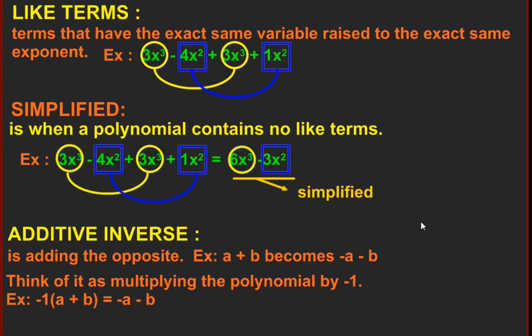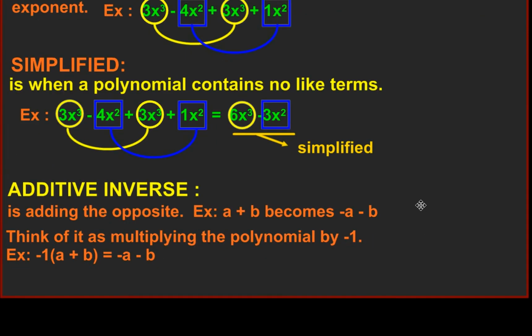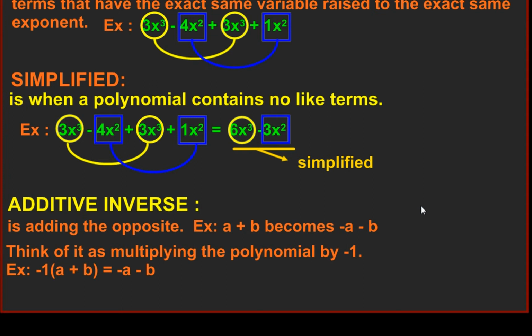And additive inverse, which is something we do when we're subtracting polynomials. The additive inverse is adding the opposite. For example, a plus b becomes negative a minus b. You could think of it as multiplying the polynomial by minus 1. So in that same example, if we took a plus b and multiplied it by negative 1, we would then change the signs of everything inside the parentheses, so it would become negative a and negative b.